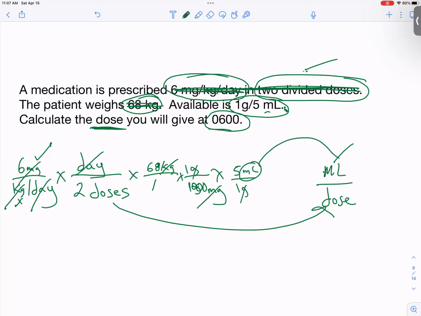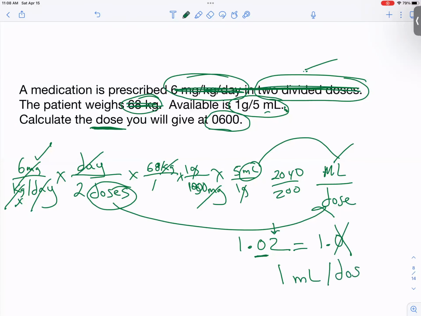So when I look at my problem, everything else is crossed off and I only have what I need. So now it's math. When I do the math, it's 2040 over 2000. And when I divide 2040 by 2000, I get 1.02. Now 1 to 10, I round to the tenths. 5 and up, I round up. This is not up. So if you did it like this, you're thinking, yeah, it's 1. But what's the rule with the zeros? You can't have a trailing 0 because we may mistake it for 10 and not 1. So the answer is 1 milliliter per dose.